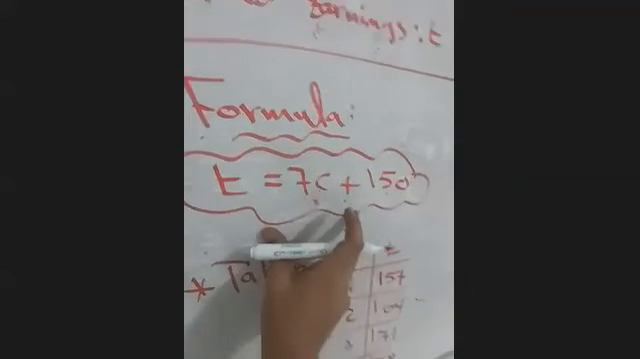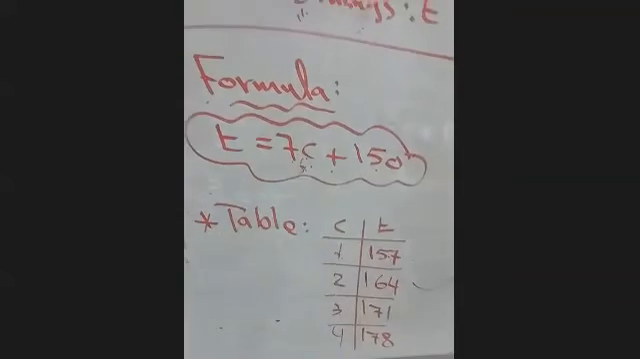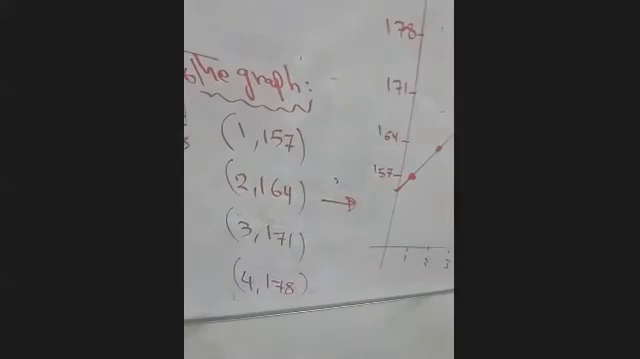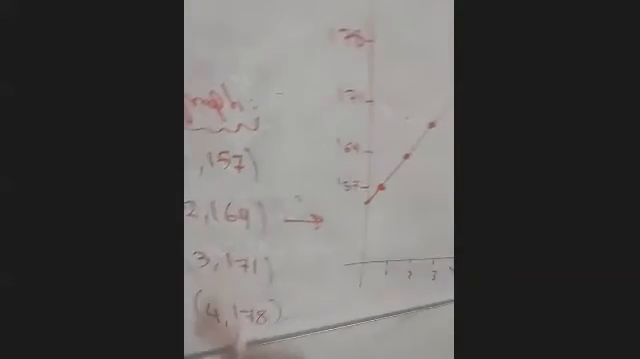Okay. Do you understand that? Yeah, now I understand. So this is the formula. Do you understand how we make the table from the formula? Yeah, I understand how. The ordered pairs, I know. The graph, I know. Thank you. Welcome.